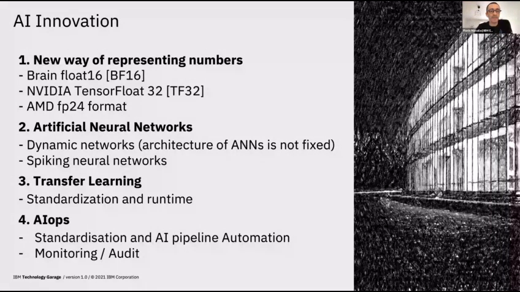In such regards, we have the artificial neural networks that are improving more and more. We have a new form of neural nets called spiking neural networks that tends to mimic the human brain. So you compute into the memory, not in the CPU.